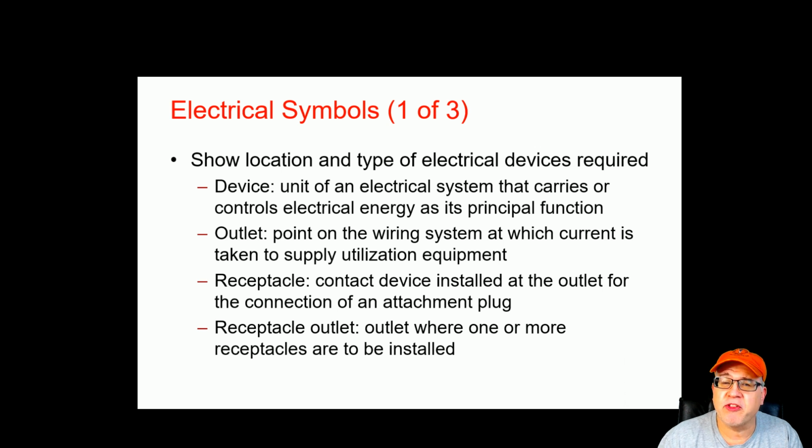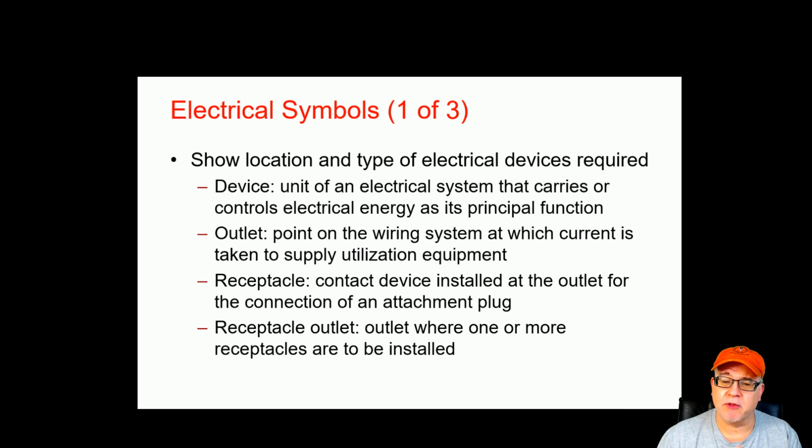Then you've got the term receptacle. A receptacle is a contact device installed at the outlet for the connection of an attachment plug. So the receptacle itself, whether it's a simplex single or a duplex, which is a single strap or yoke with two separate receptacles on it, which we refer to as a duplex receptacle, is really two receptacles. That's a point where we would plug in an attachment plug, you know, the plugs with the little prongs on it, into the receptacle. So that is a contact device, and it can go inside of an outlet box.